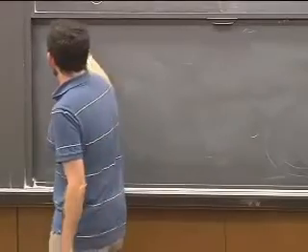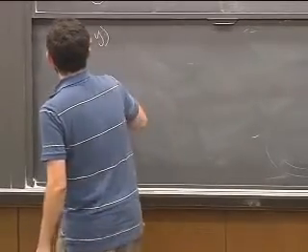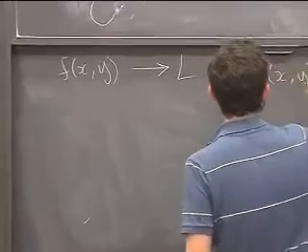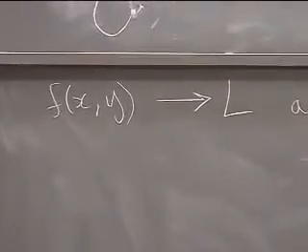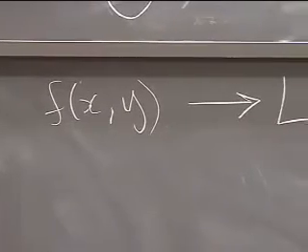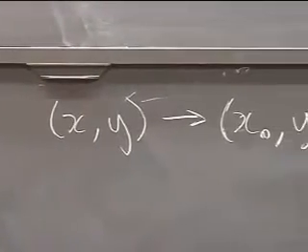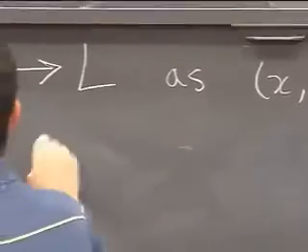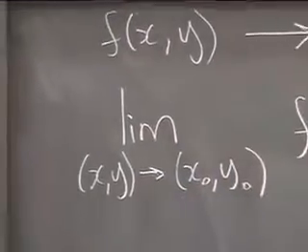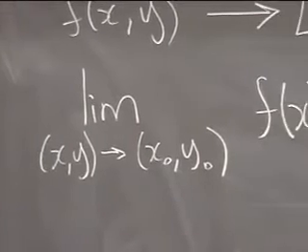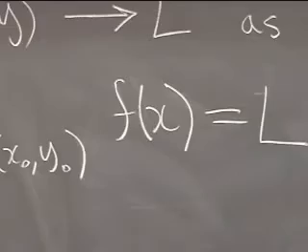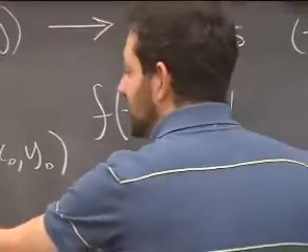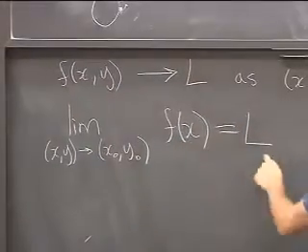If I have a function f of x, y, and I want to say that it goes to L as (x, y) goes to (x0, y0), that is the same thing as saying the limit as (x, y) approaches some point (x0, y0) of f of x equals L. These two things mean the same thing, but what does it actually mean? I'm trying to do an analog of what we did in one dimension, which said limit as x goes to a. This meant that when x was very close to a, f of x is very close to L.